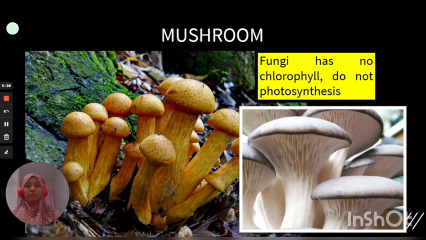Next, mushroom. We call mushroom also a fungus or fungi. You see here, fungi or mushroom is not green. It looks like a plant, but it is not green. Usually you can find mushrooms on top of other plants, on top of other roots. Fungi have no chlorophyll. That means fungi cannot make their own food. So it doesn't do photosynthesis. So mushroom is not a plant.